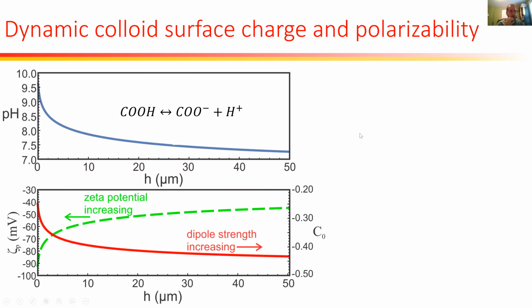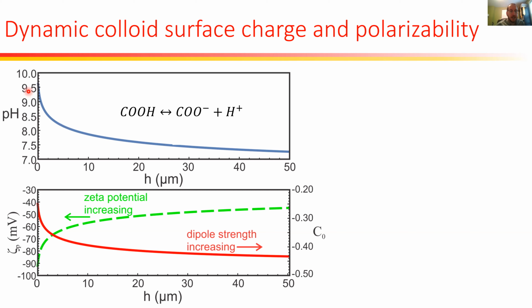So what's going on here? For one, this is a very complicated system, and so we've been coming up with a toy model. It's not perfect yet because there's a lot of stuff going on. So the interesting part of this system to me is that we don't have particles with static surface chemistry. As the particle moves through the pH gradient, its surface charge changes.